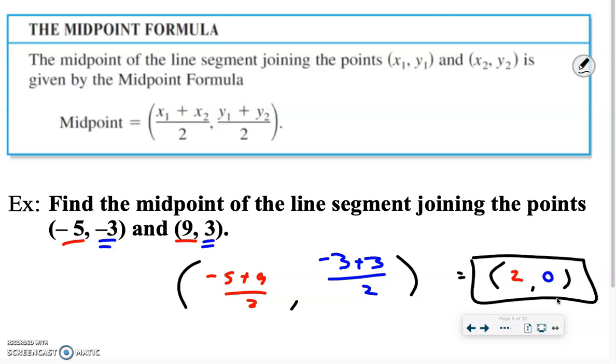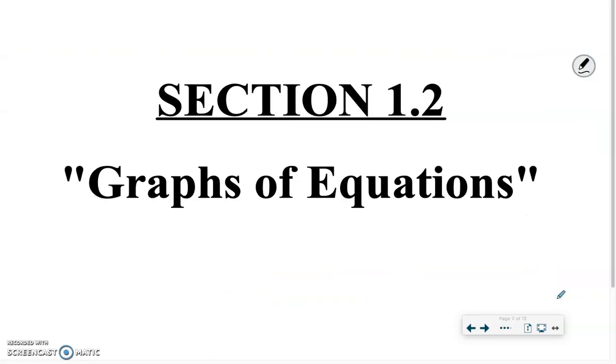All right, guys, how do we feel about distance and midpoint formulas? Pretty good? Congratulations, we just finished the first section. Only 655 to go. Just kidding. It only feels that way.